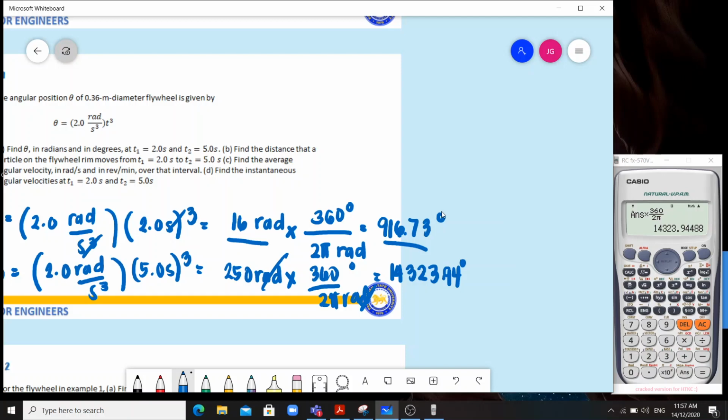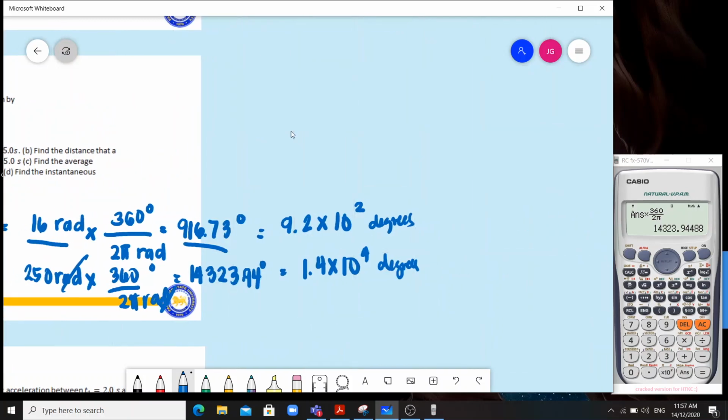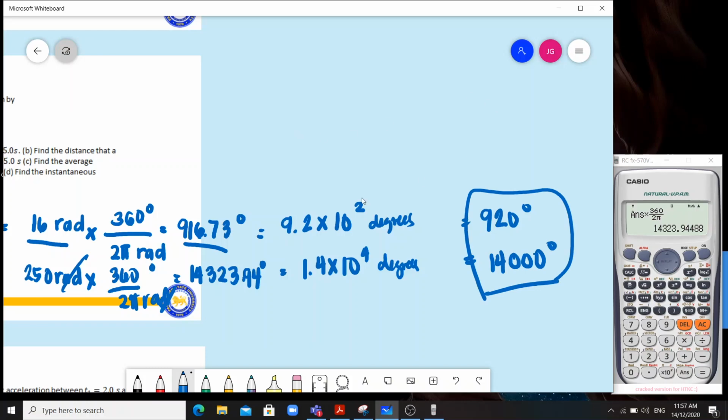If we apply significant figures, we see that we only have two significant figures. So we can write 9.2 times 10 raised to 2 degrees, and 1.4 times 10 raised to 4 degrees. Or we can write them as 920 degrees and 14,000 degrees. That is the final answer.